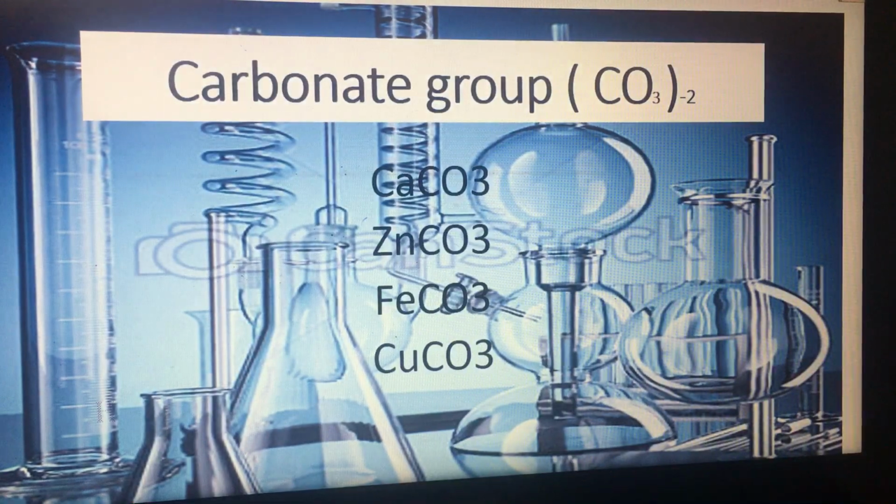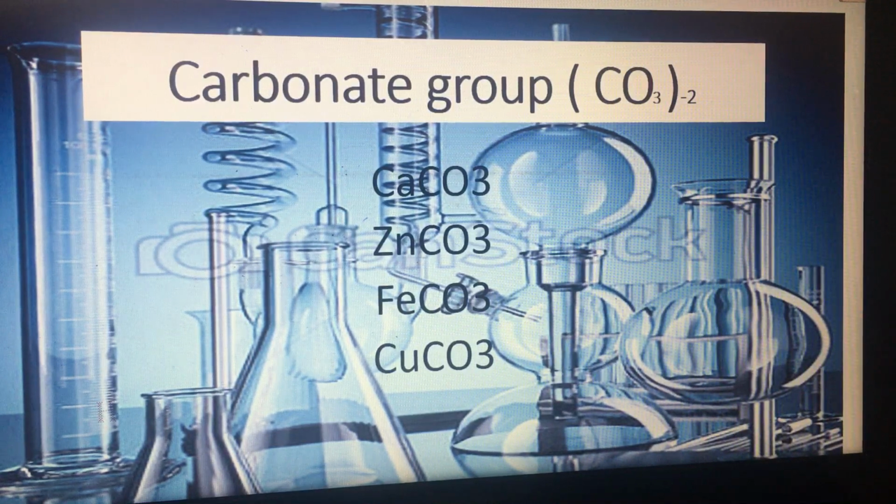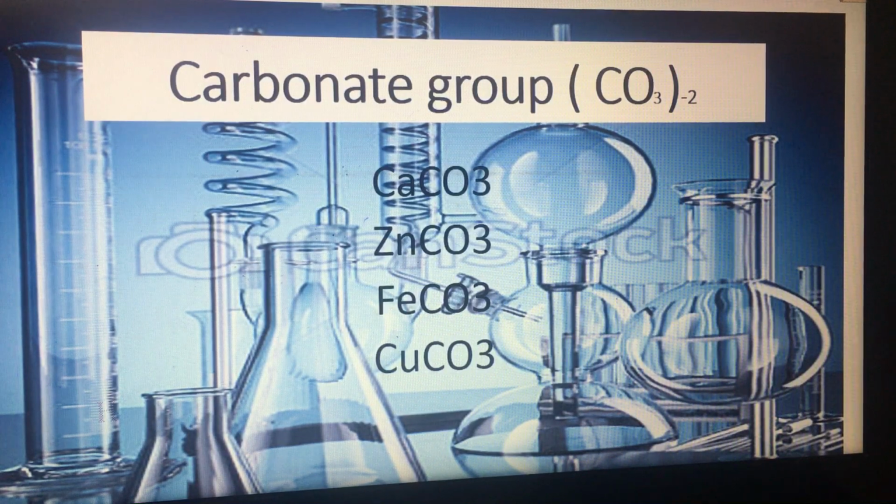Now, we use carbonate to describe chemicals which have the carbonate group, which is CO3 2-. For example, we have calcium carbonate, CaCO3, zinc carbonate, ZnCO3, iron carbonate, FeCO3, and hydrogen carbonate, H2CO3.